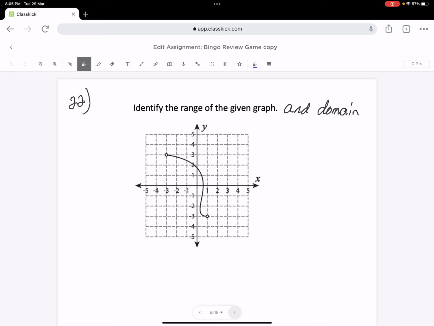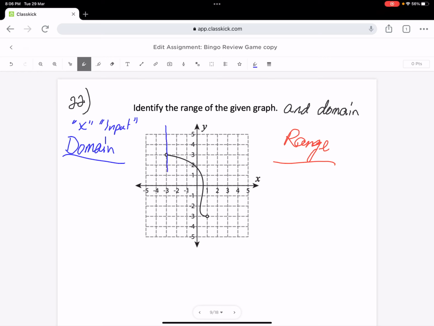All right, question number 22. Identify, this one on your paper is just the range, but just to do 2 questions at once, we're going to do both the domain and the range in the same question. All right, so we'll do them here. Remember, when we're dealing with our domain, we're dealing with our x value or our input. So we're seeing what values of x we can actually plug in.